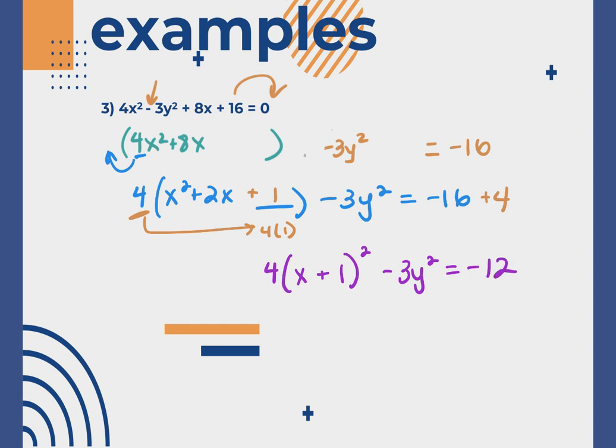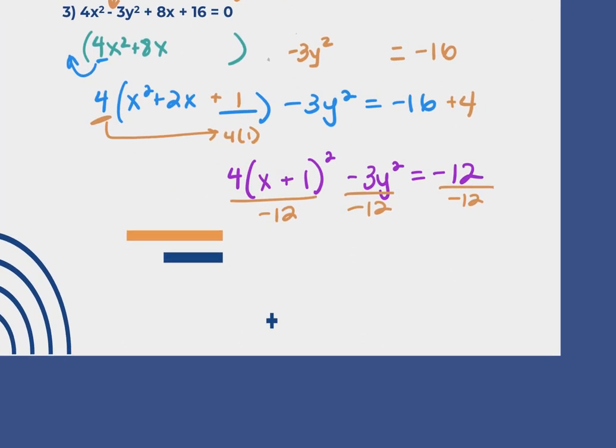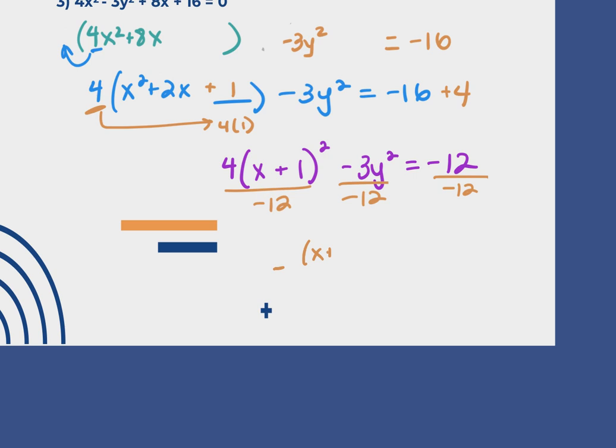And last step, divide everything by negative 12. And I get negative x plus 1 squared over 3. That negative could be in the bottom or out front. It doesn't matter, but the sign definitely needs to change. Plus 3 goes into 12, so y squared over 4 equals 1. Now, do you normally lead with a negative? No, so what would you do with that? Good, just switch them. So y squared over 4 minus x plus 1 squared over 3 equals 1.